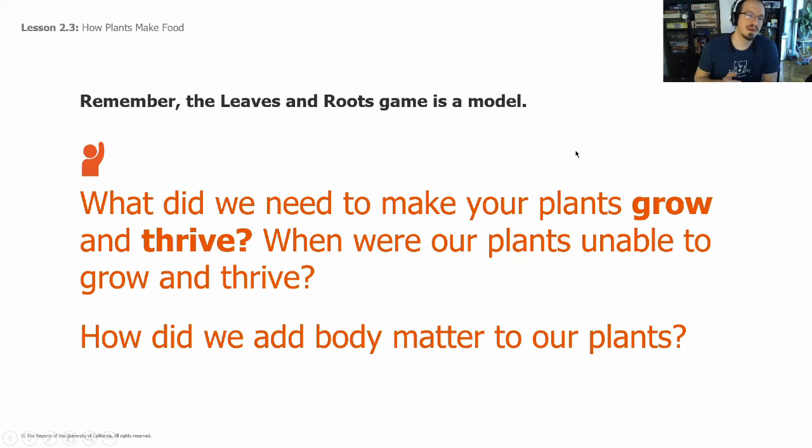So remember, the Leaves and Roots game is a model. So in that model, what did we need to make our plants grow and thrive? Then when were our plants not able to grow and thrive? And how did we add body matter to our plants?